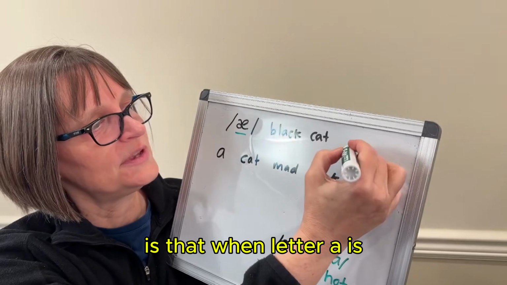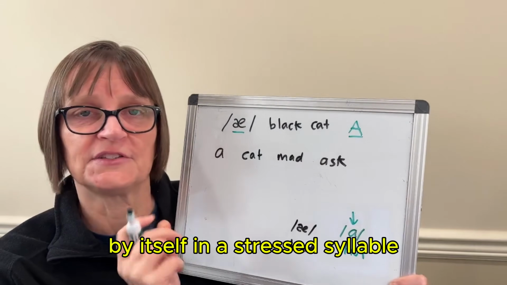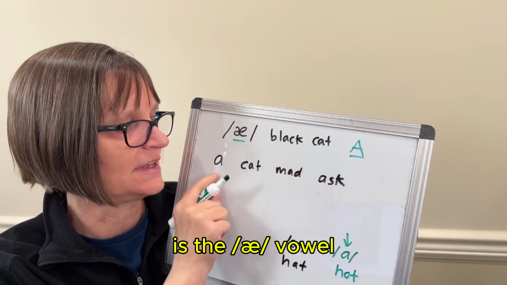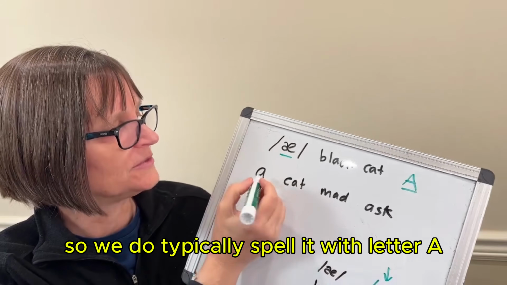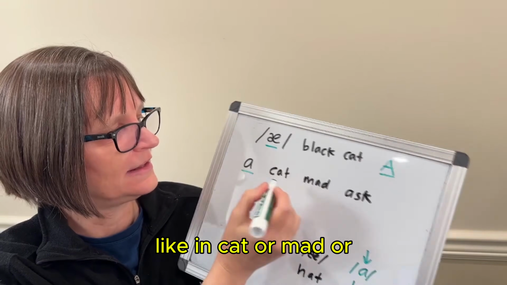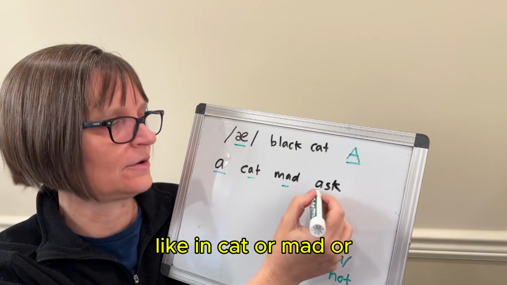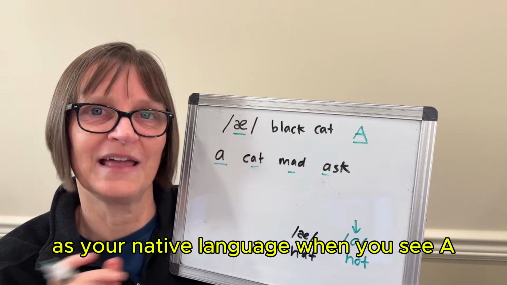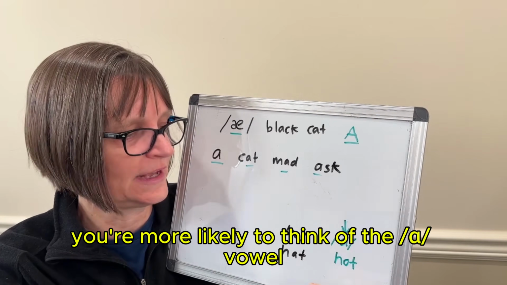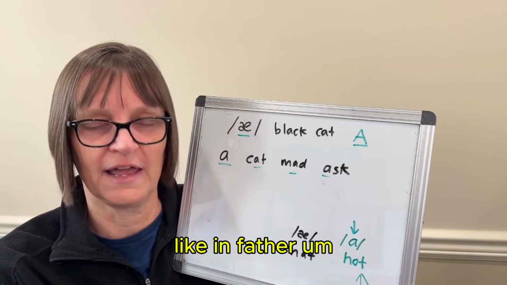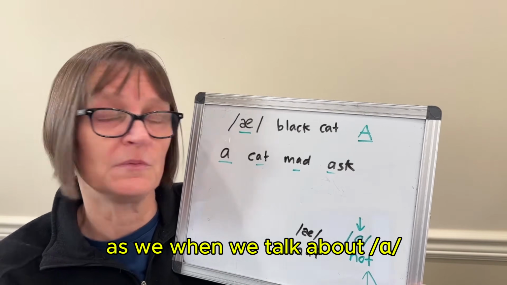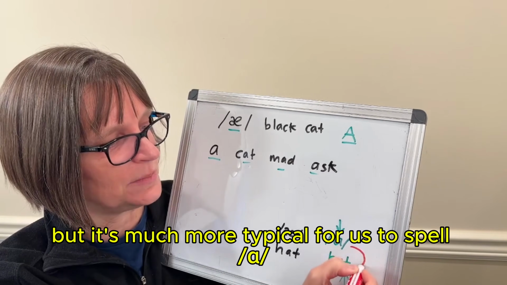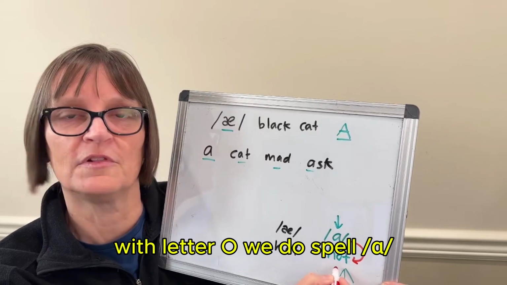The good thing to know is that when letter A is by itself in a stressed syllable, the most typical pronunciation for that sound is the a vowel. So we do typically spell it with letter A, like in cat or mad or ask. If you speak another language as your native language, when you see A, you're more likely to think of the vowel, like in father. When we talk about the other vowel, I'll go into more detail of how we spell it, but it's much more typical for us to spell it with letter O.